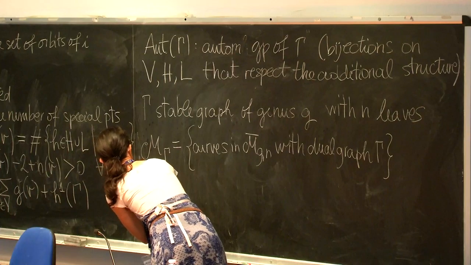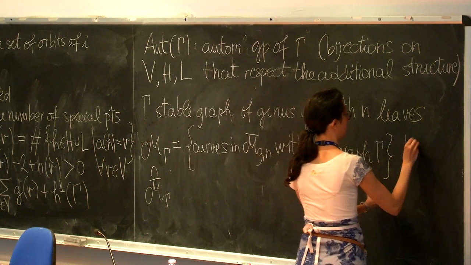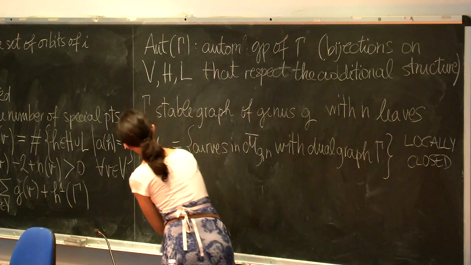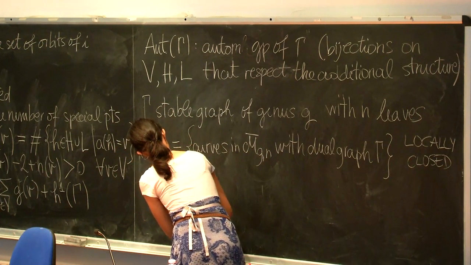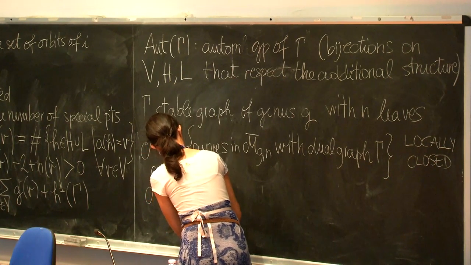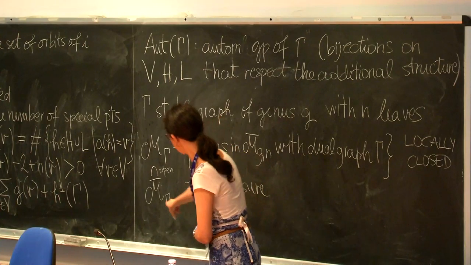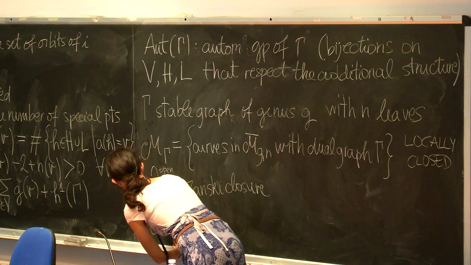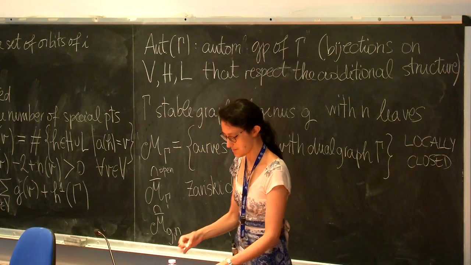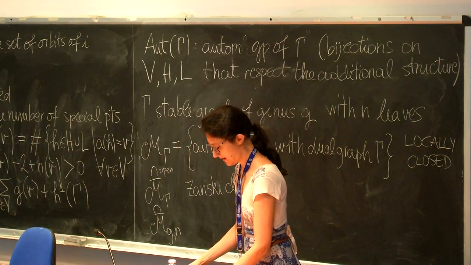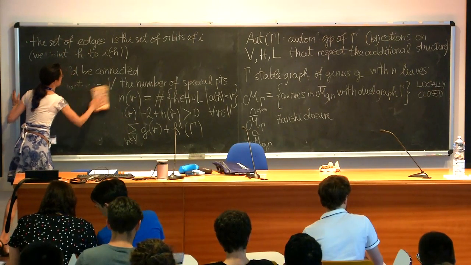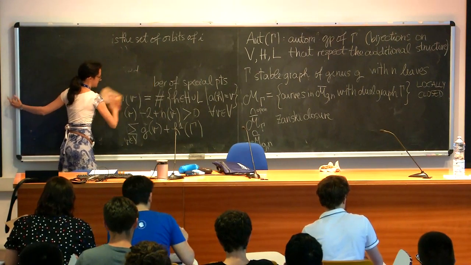So it's open in its Zariski closure. So this is the closed stratum associated to this. And this is, of course, a closed subset of M_{g,n} bar. So the question is, how can we construct these spaces? So these strata, once we know what gamma is, let's do it first in some examples.